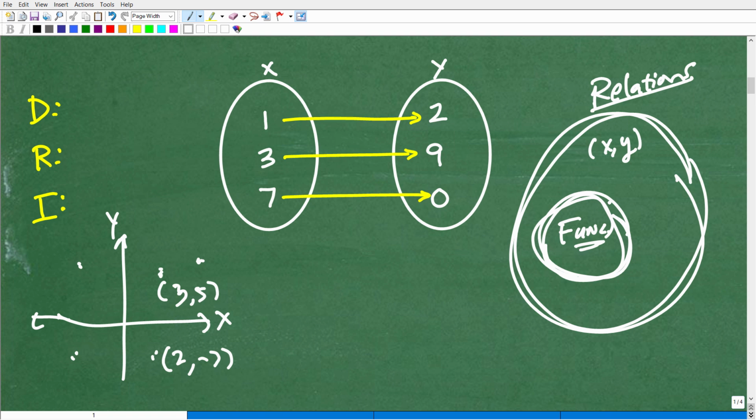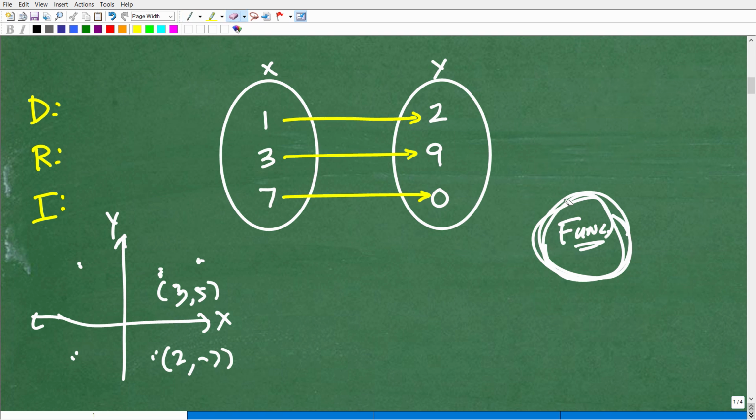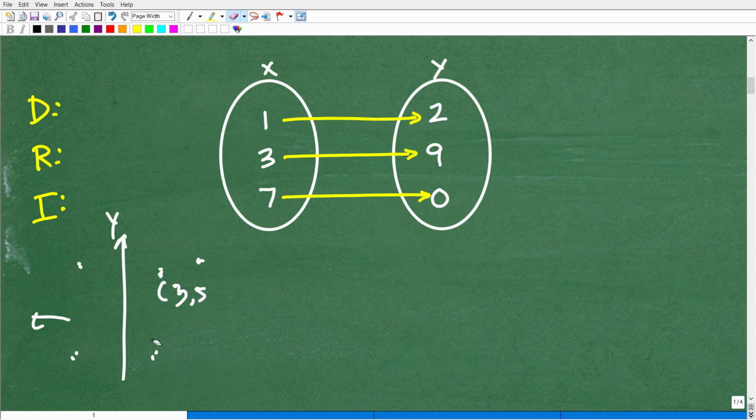Okay, so if I'm asking you whether this is a function, if you say no, well, then it represents a relation in mathematics. So this is hopefully review for you. But if you didn't know that, now you do. So how can I determine this?